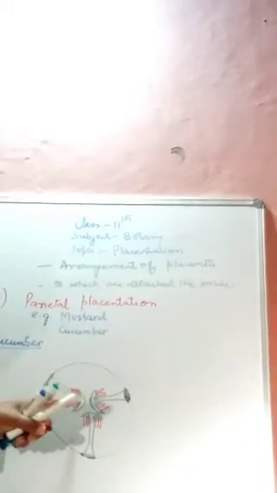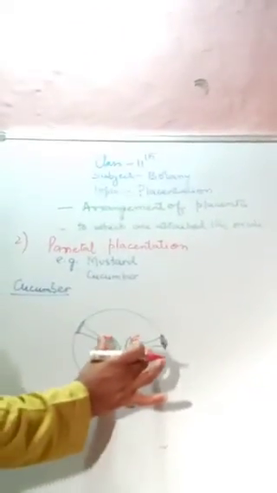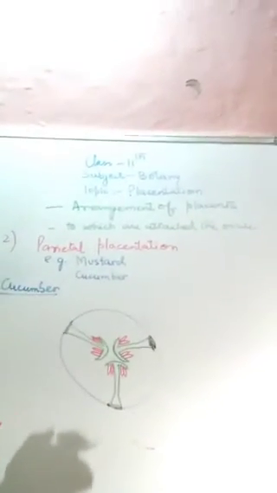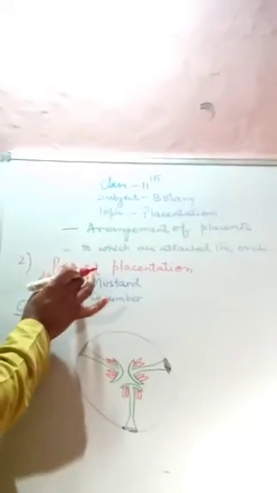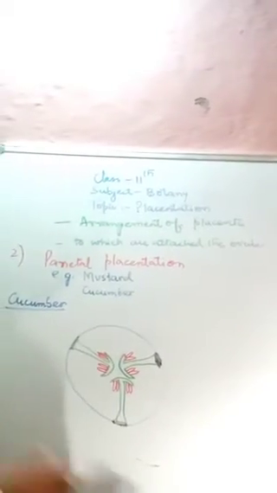Here we will see the placenta. It looks centrally located, but actually it is not. The placenta is found at the periphery. From the periphery, an outgrowth arises, and from the outgrowth we see that these ovules arise, and these ovules give rise to the seeds. This is the case of cucumber, and such placentation is called parietal placentation.